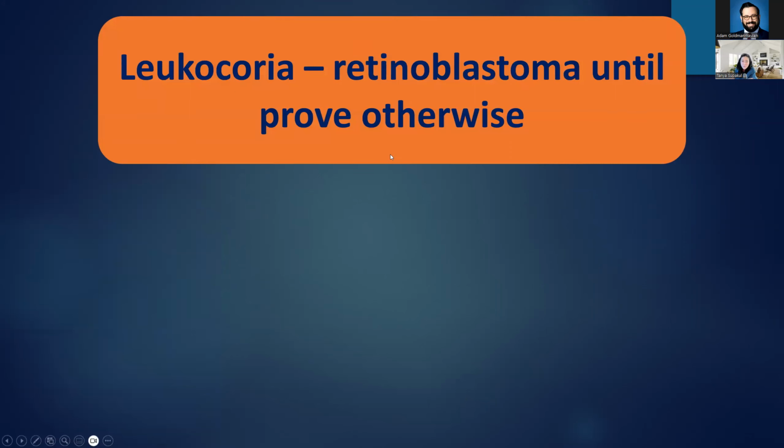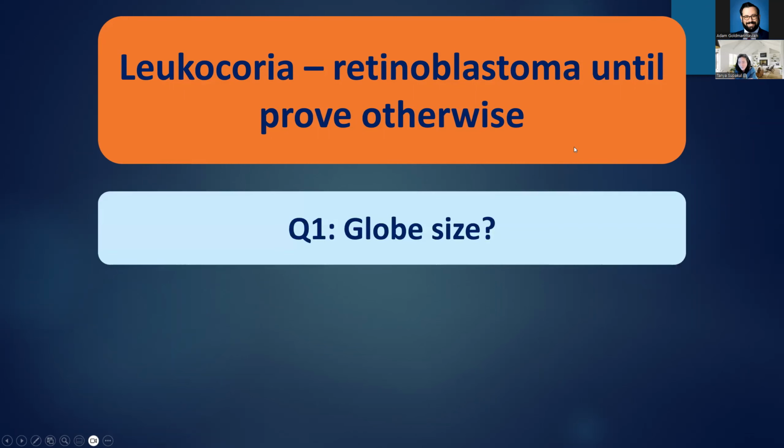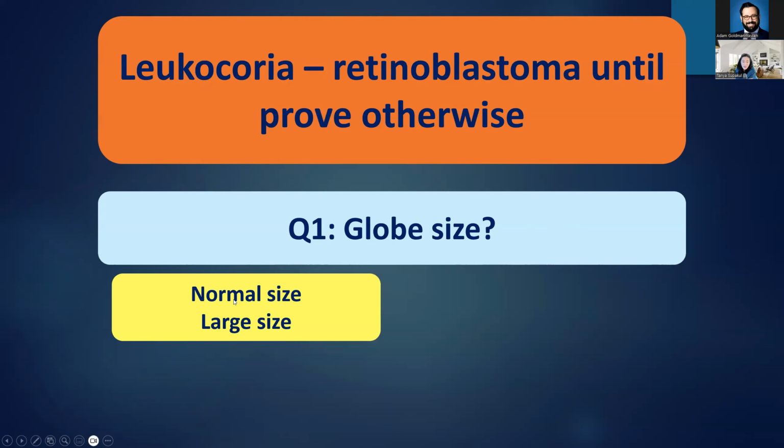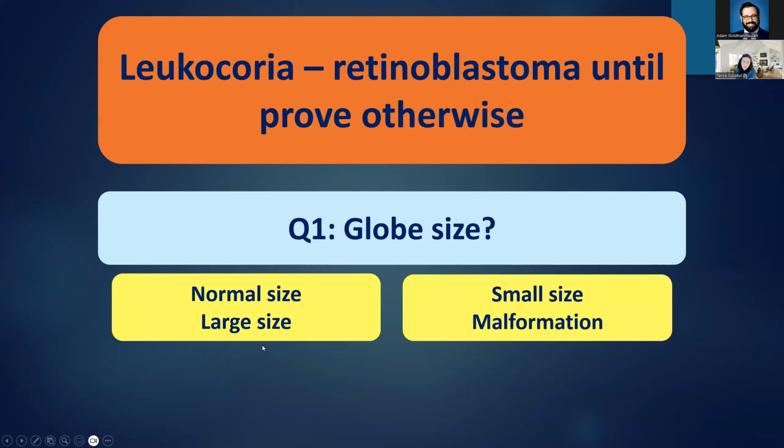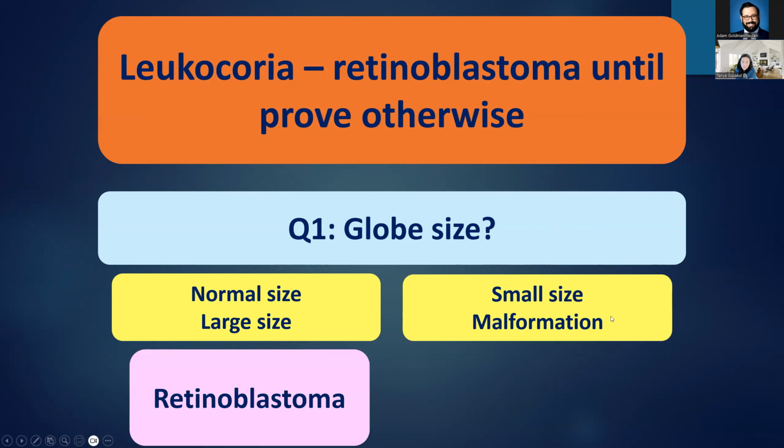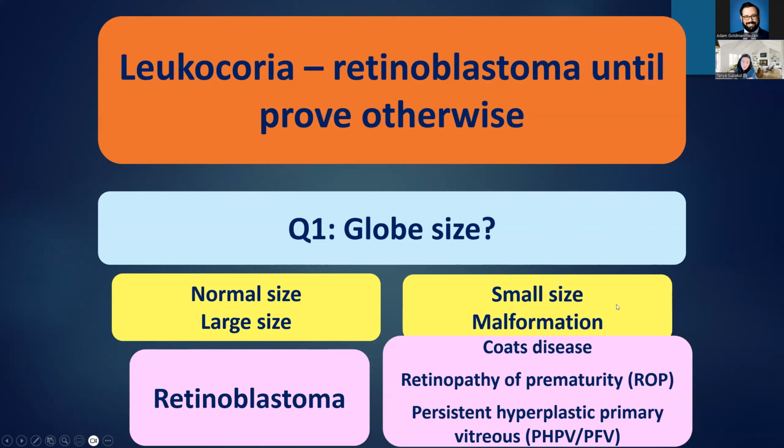So as I mentioned, this is the third time: leukocoria is retinoblastoma until proven otherwise. About 60% of patients with leukocoria have retinoblastoma. The first thing you need to do is check the size of the globe. If it's normal to large size, you need to be concerned for retinoblastoma and try to find it. For a small size or malformations, it can be other things. The most common could be Coats disease, retinopathy of prematurity, or PHPV, PFV.